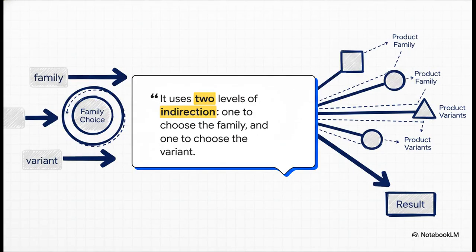And finally, number 3, remember the mechanism that makes it all work. It's those 2 levels of indirection. That separation of choice. Family first, then the specific product. That's what gives this pattern all of its flexibility and power.